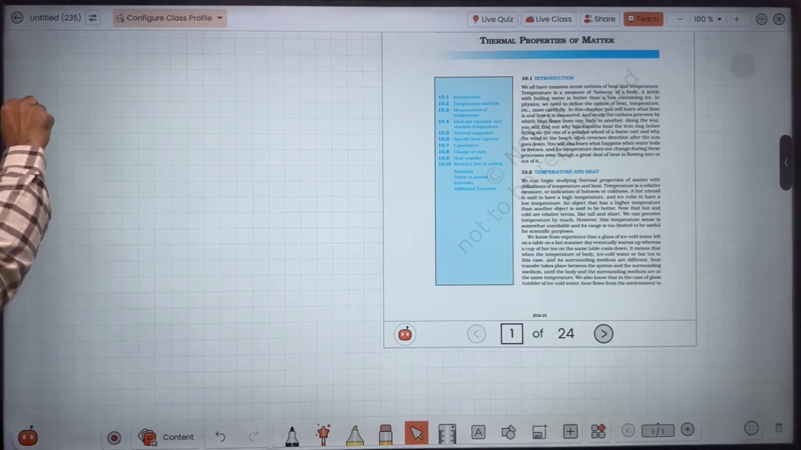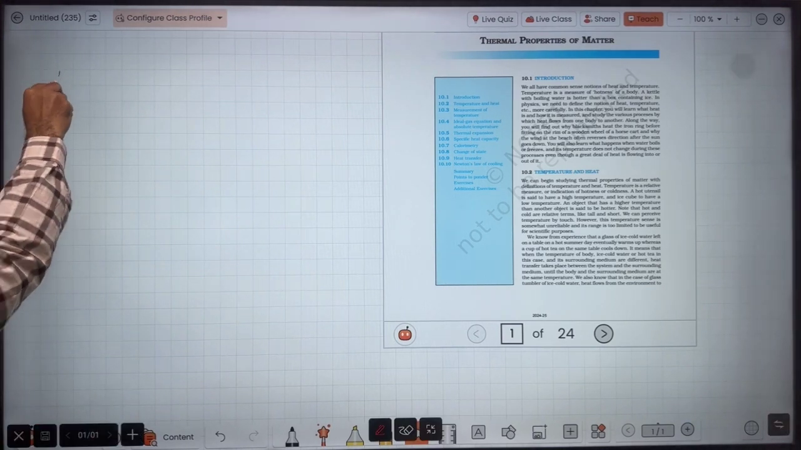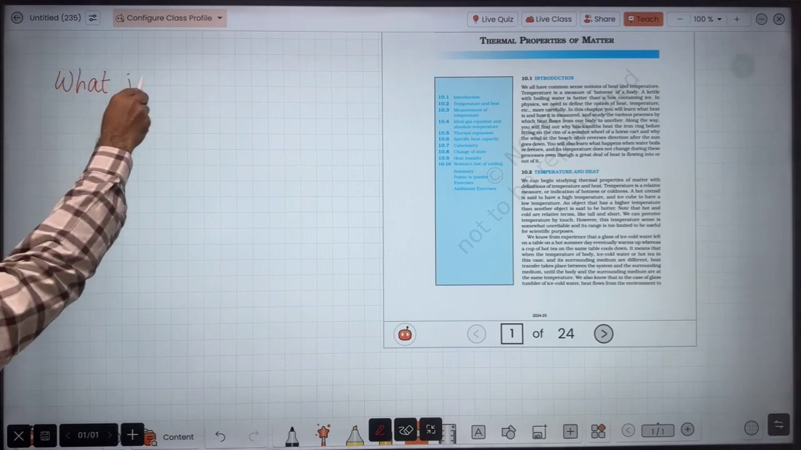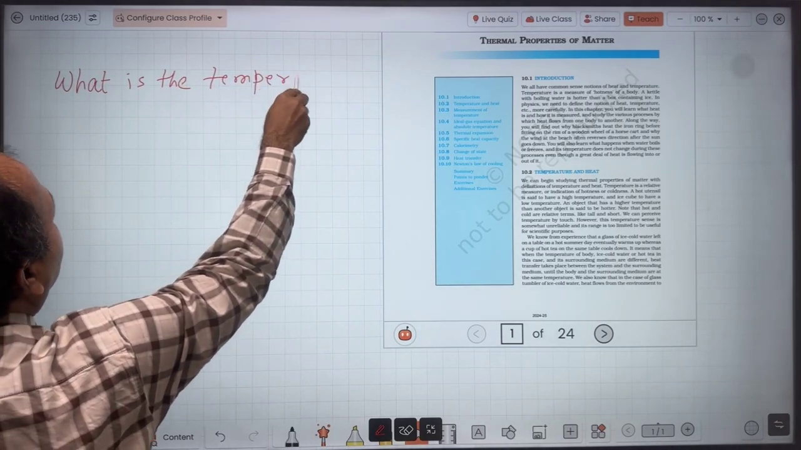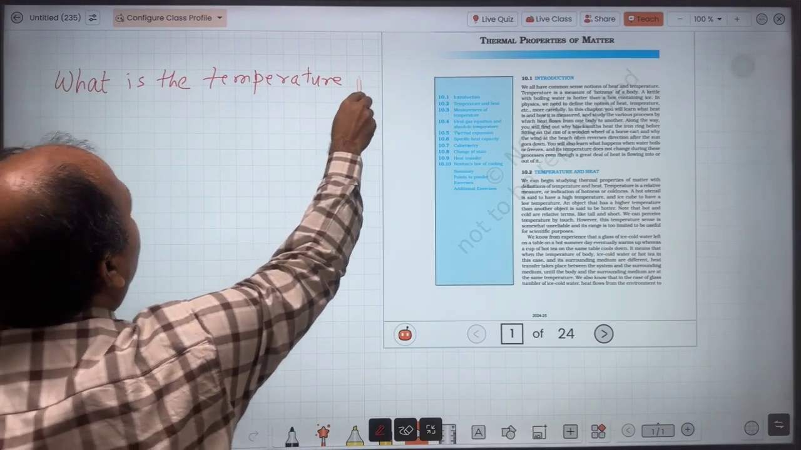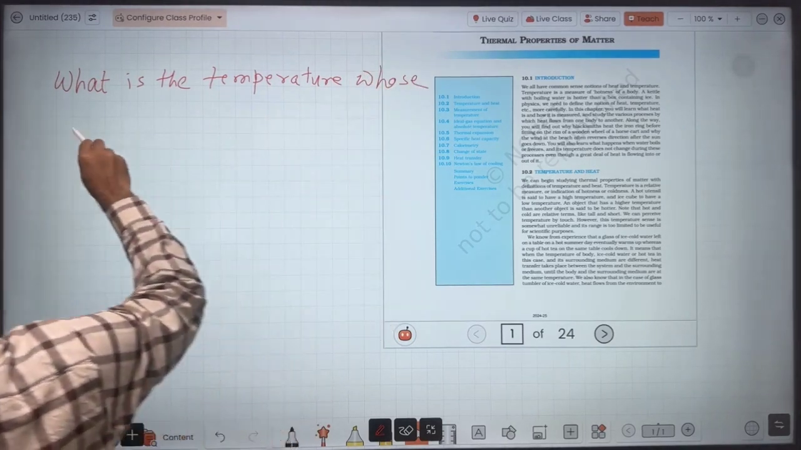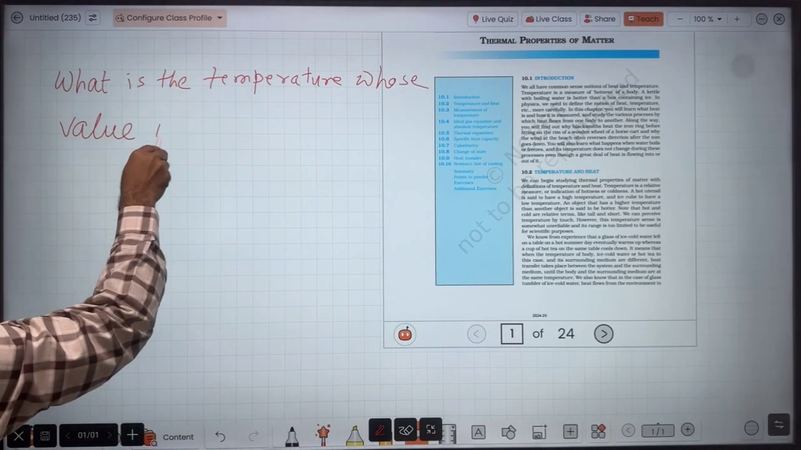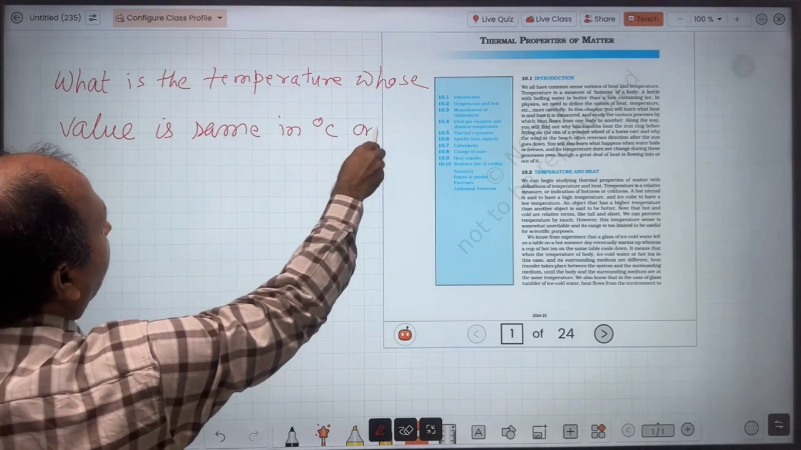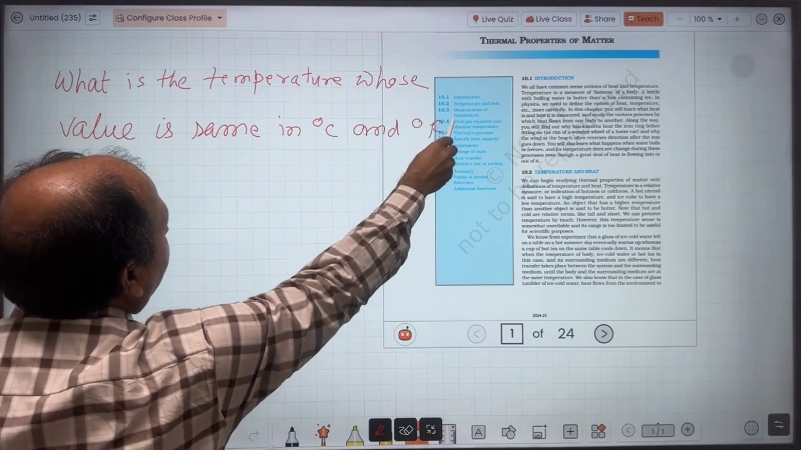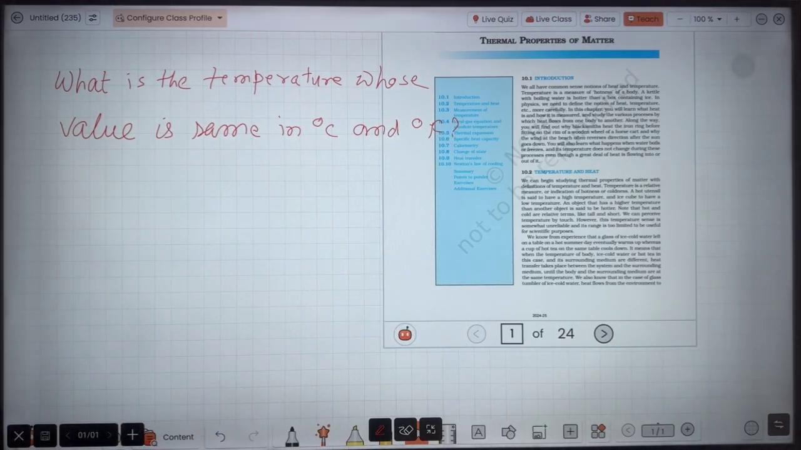What is the temperature whose value is the same in degree C and degree F? Try this. Take 1 minute to think, then I will tell. The question is, what is the temperature whose value is the same in degree centigrade and degree Fahrenheit?